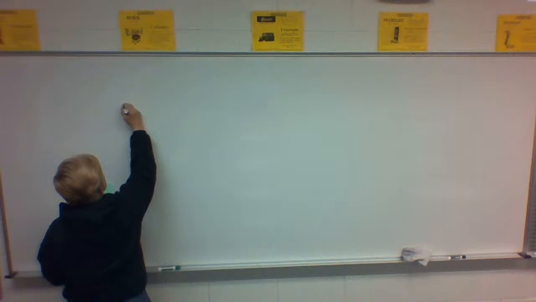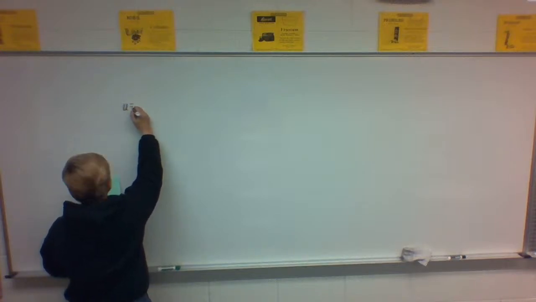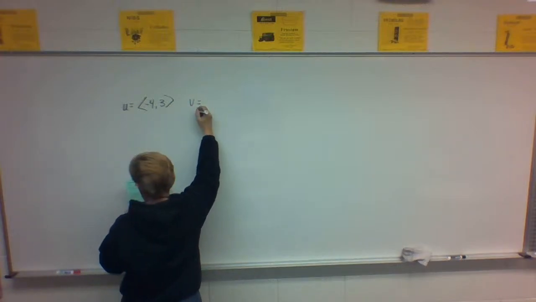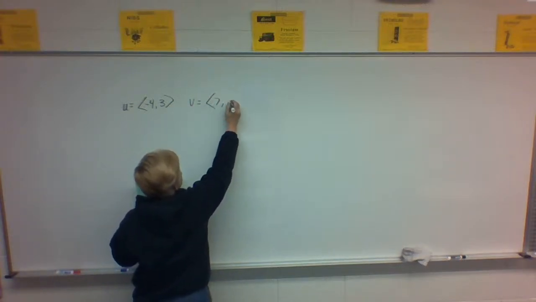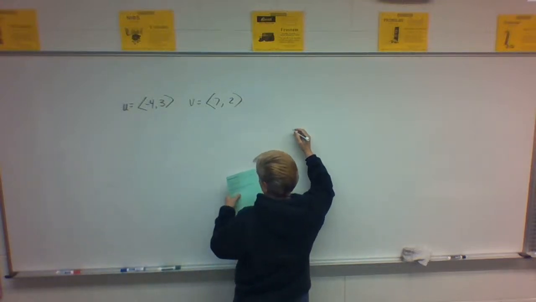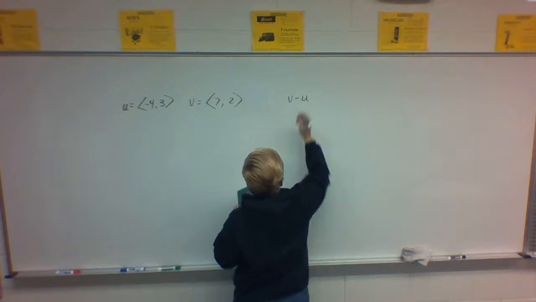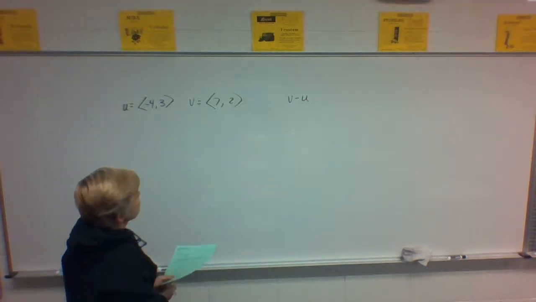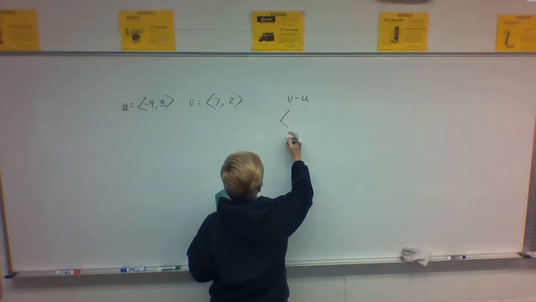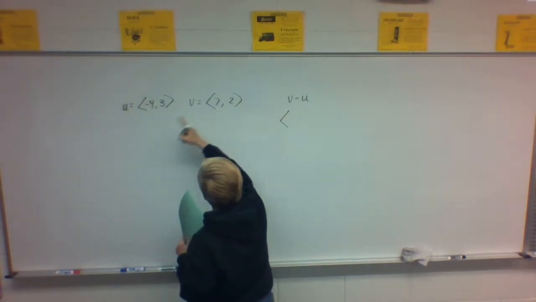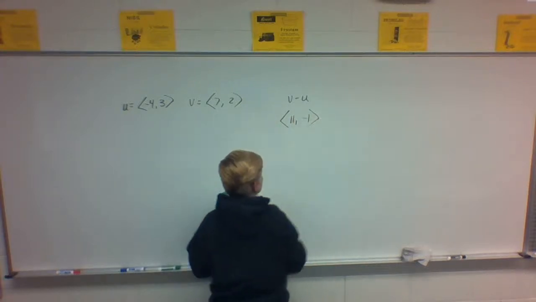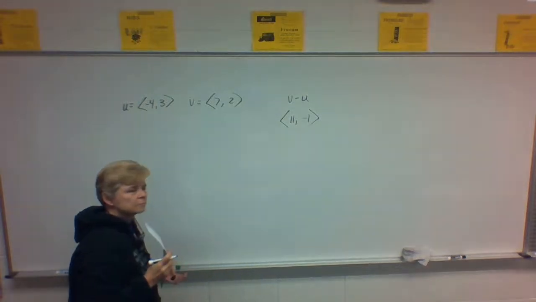So if I were to give you, for example, that u is equal to negative 4, 3, and v is equal to 7, 2. And they wanted you to do this, find v minus u, for example. Then this is what you would do. You could probably do it in your head if you're careful, but you have to take v. You got to start here. You got to take 7 minus negative 4, and you got to take 2 minus 3 to get the result. Okay with that?